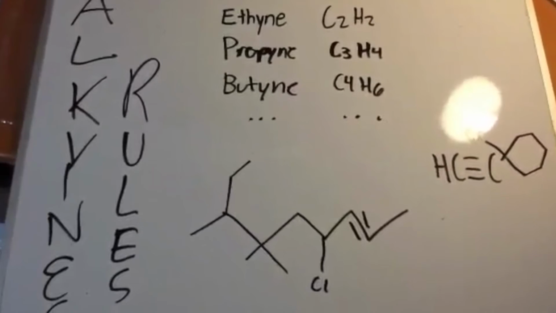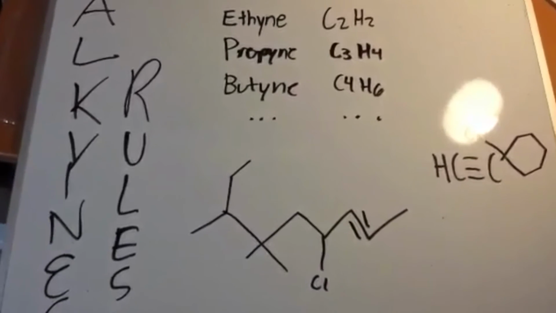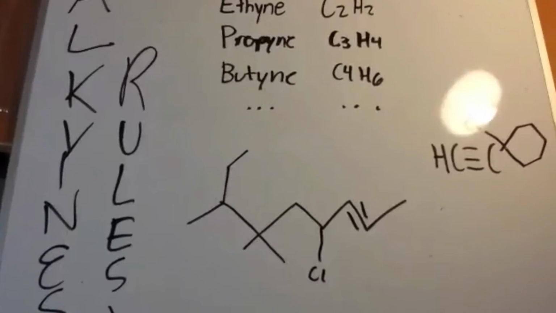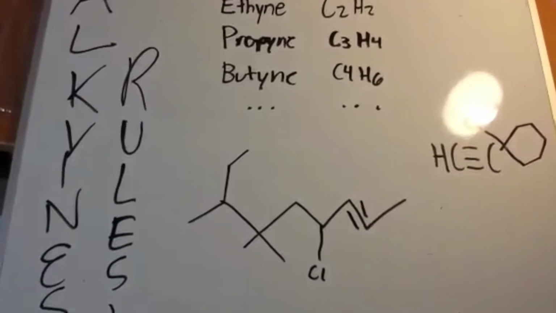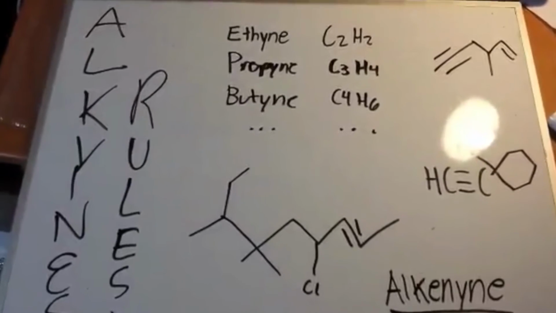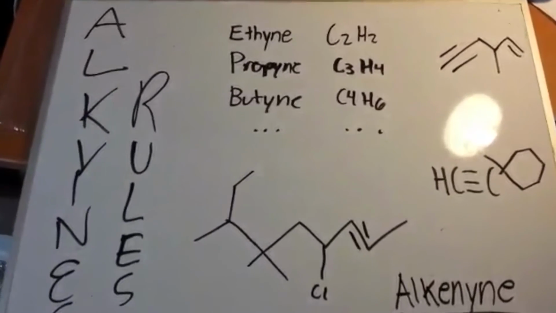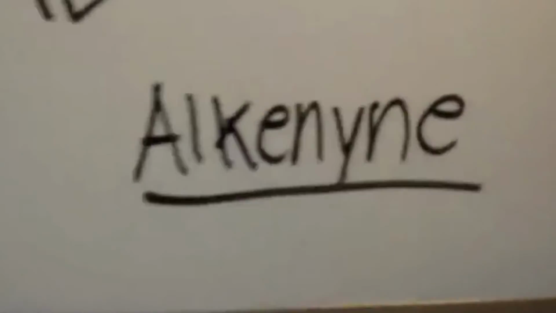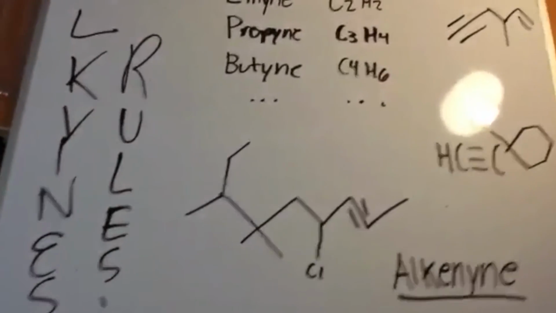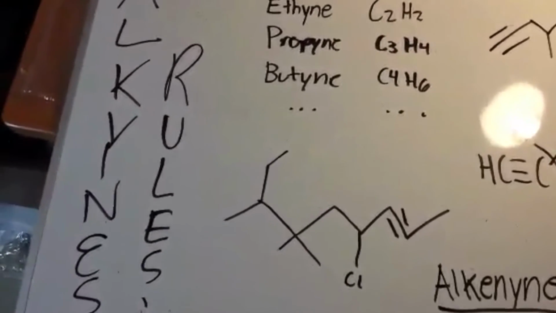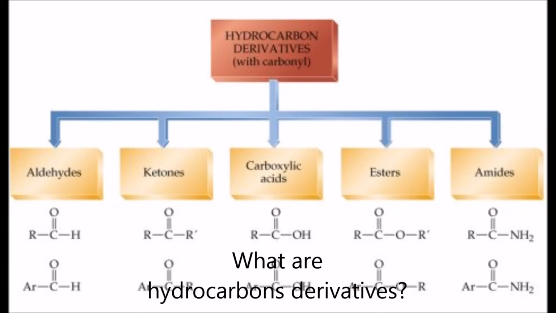A molecule that contains both double and triple bonds is called an alkenyne. The chain can be numbered starting with the end closest to the functional group that appears first. For example, this molecule.